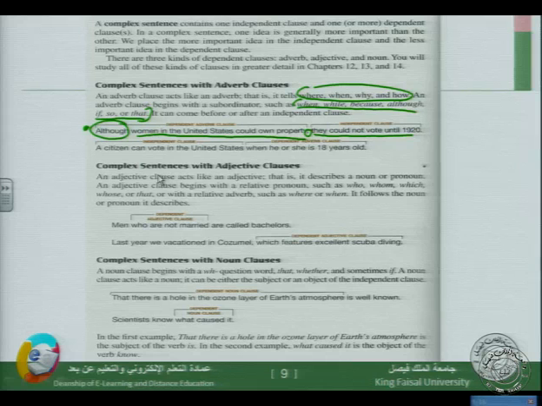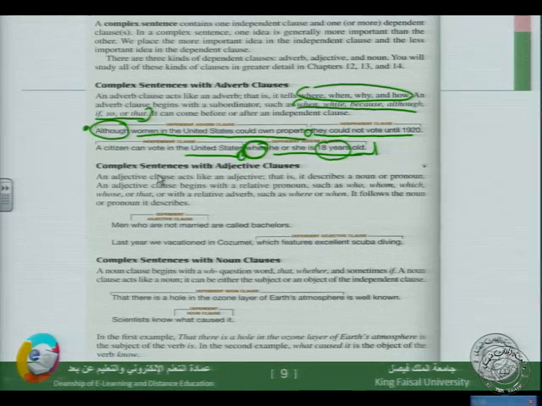A citizen can vote in the United States when he or she is 18 years old. لاحظوا, a citizen can vote in the United States. لو وقفنا هنا الجملة مكتملة. إذن هذه independent clause. لكن a dependent clause starts with when he or she is 18 years old. لاحظوا هنا ما في فاصلة لأنه جاء dependent adverb clause في النهاية. Okay? This one is a dependent adverb clause. كيف هي adverb clause؟ لأنها بتحكي عن زمن, 18 years old. Okay? ثانيا it uses this subordinator when.